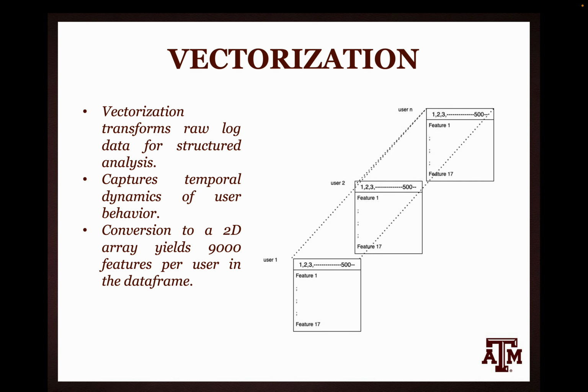We then proceeded to vectorization, and here we created a 3D array. For every user, we created a 2D matrix with the 17 features as the rows and the number of days the user worked as the columns. We later on converted this to a 2D array which yielded us 9000 features per user in the data frame.